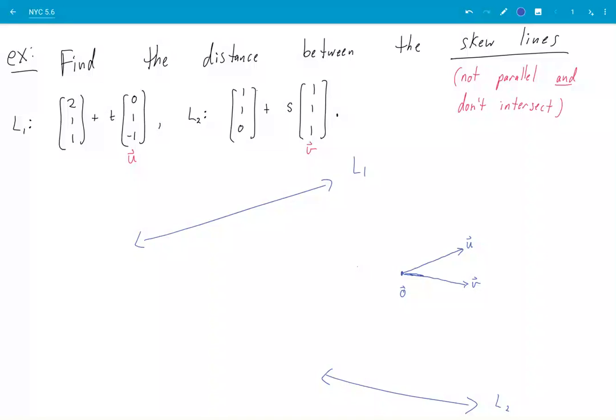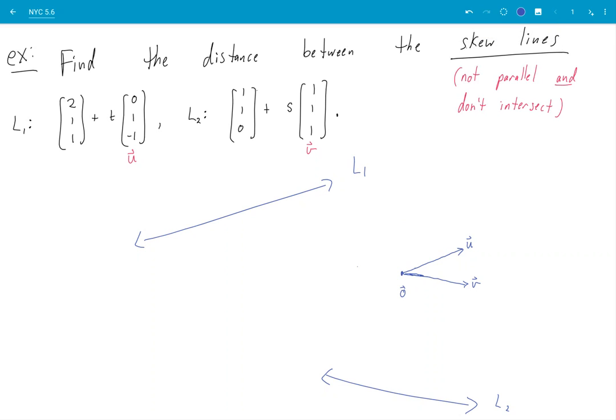Okay, pause and copy. Now, do something new here. Find the distance between two skew lines. So skew lines, L1 and L2, are not meeting each other anywhere. And we're going to draw their direction vectors at the origin and try to think about this in a different way. So what I want you to do is a little visualization.